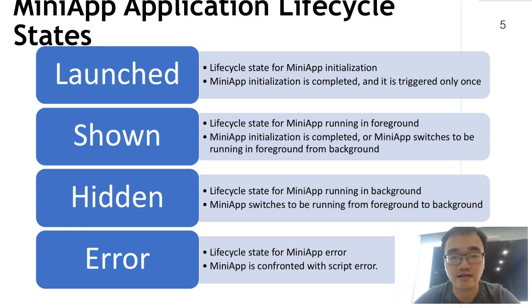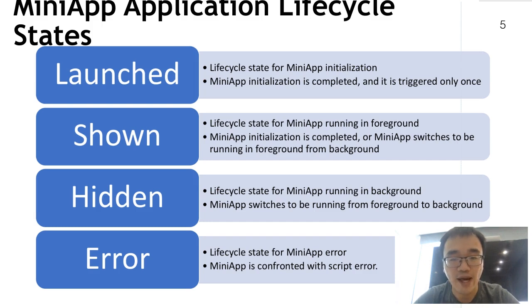And the second state is the show. It is the state for the MiniApp running in the foreground. And the MiniApp will enter this lifecycle state once the MiniApp initialization is completed, or the MiniApp switches to running in the foreground from the background. And the third state is the hidden. It is the lifecycle state for the MiniApp running in the background.